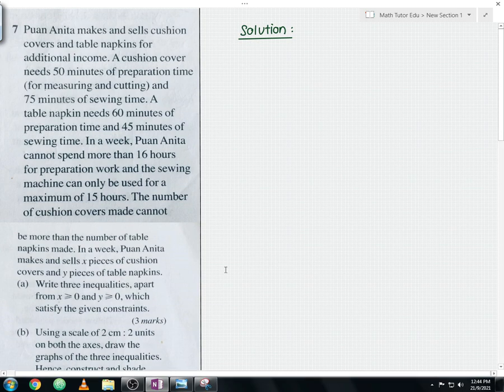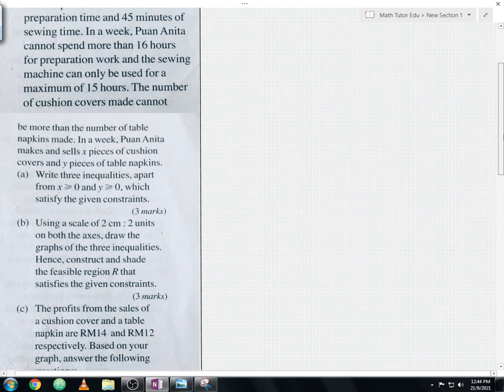Okay, so for the question part A, write 3 inequalities apart from X more than or equal to 0 and Y more than or equal to 0 which satisfy the given constraints. Okay, so from here continue to read the question part B. Using a scale of 2 cm to 2 units on both the axes, draw the graphs of the 3 inequalities. Hence, construct and shade the feasible region R that satisfies the given constraints.